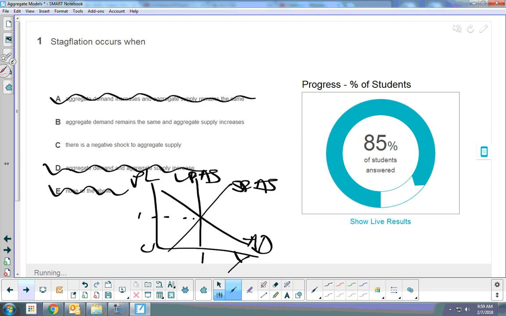But if aggregate demand remains the same and aggregate supply increases, which direction is increasing? To the right. Just like in PPF curves, aggregate supply is going to go to the right if it increases. And if aggregate supply increases and shifts to the right, what happened to prices? Here's our original price level and here's our new price level, and they go down. Is that inflation? Prices going down? No.